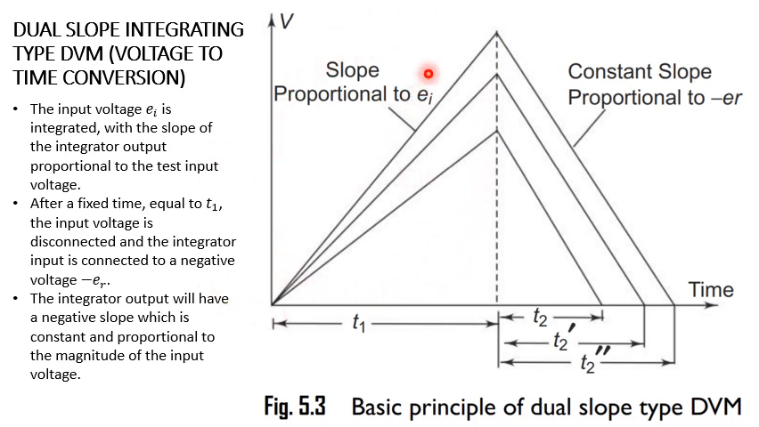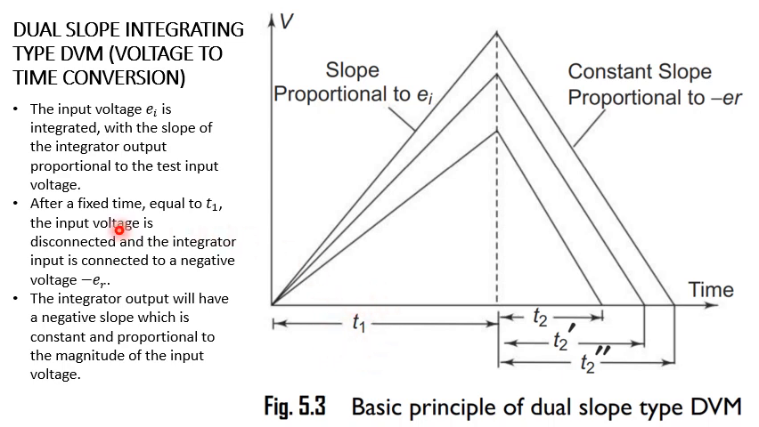You have three positive going ramps. These three ramps are for different values of input voltage. If you change the test input, the output of the integrator is proportional to the test input voltage. So if you change EI, the slope of this line will change. But one thing you can observe is that it charges for a fixed amount of time, T1, even though the slope is different.